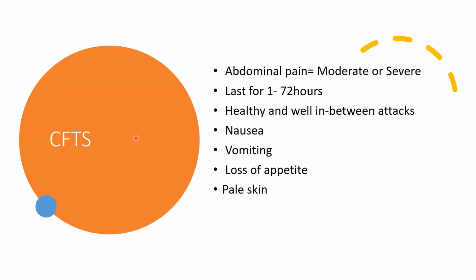What are the clinical features of abdominal migraine that will make it distinct? It's going to be abdominal pain, unlike the classical migraine that will be in the head. So it's going to be in the abdomen and will be moderate to severe. It may last for 1 to 72 hours. But in between, the child will be healthy and well.